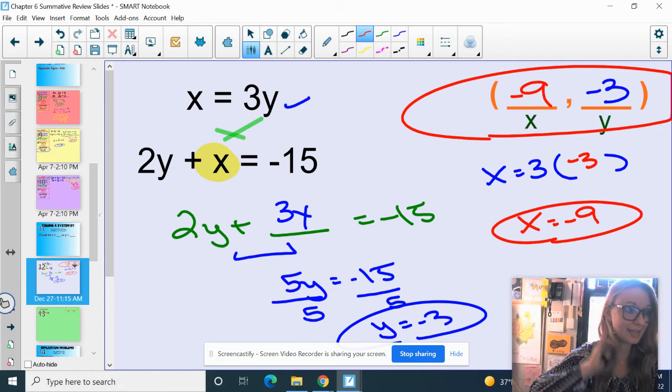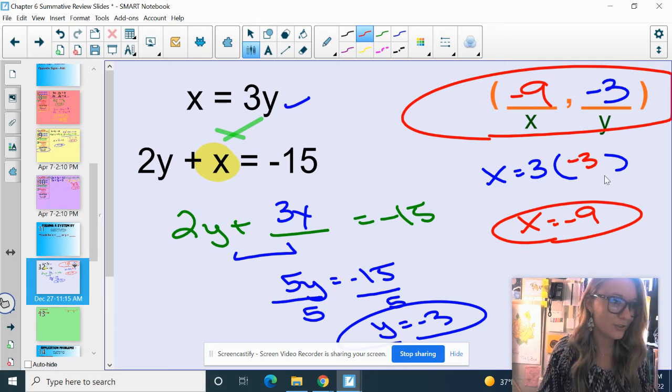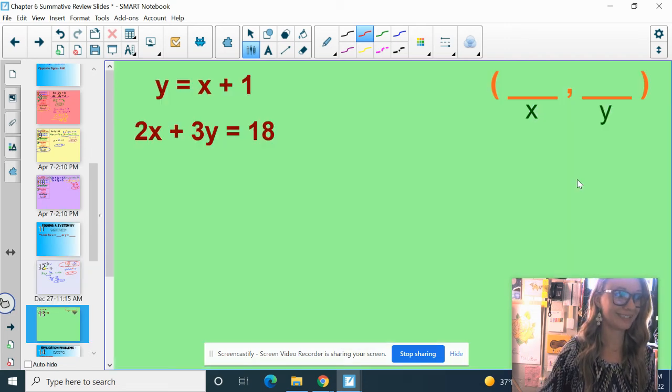Now you can see on my slides, I always have a coordinate pair set up to fill in. You can do that too. That's a good math practice. That's what makes you a bussin' mathematician.